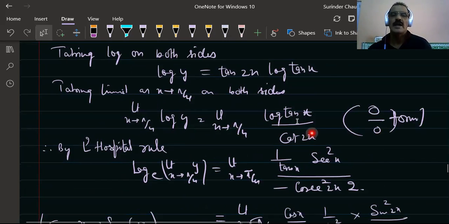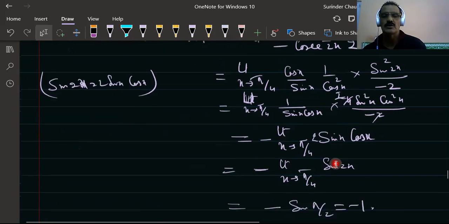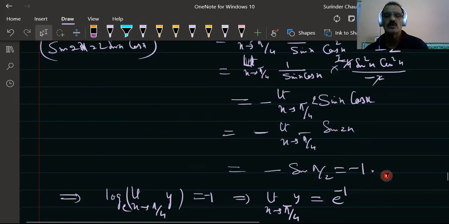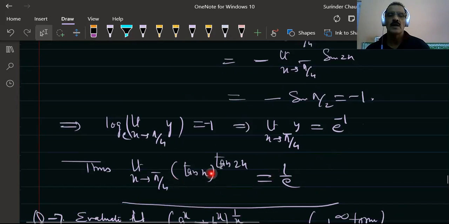We can apply L'Hospital's rule here. The limit of log can be taken inside the log. After differentiating, log of tangent x gives 1 upon tan x, and d/dx of tan x is equal to secant square x. Convert into sine and cos on the right hand side, simplify it and evaluate the limit. The limit comes out to minus 1. Convert into exponential form and substitute the value of y.